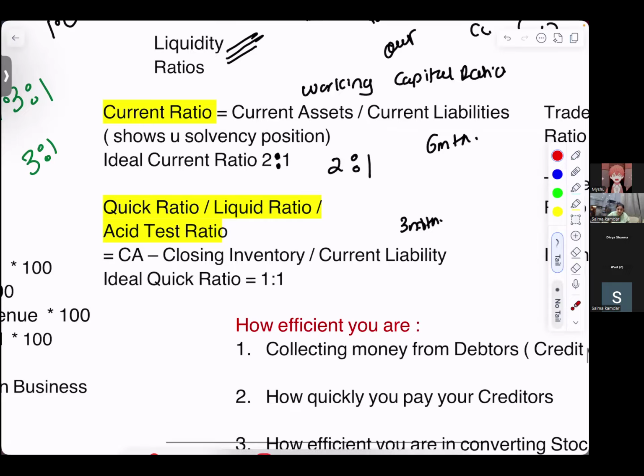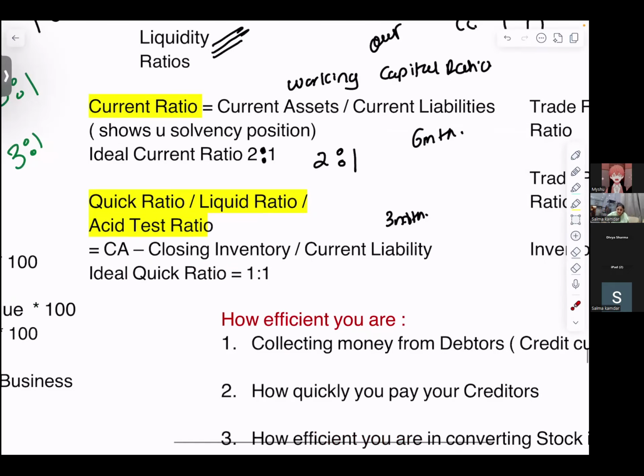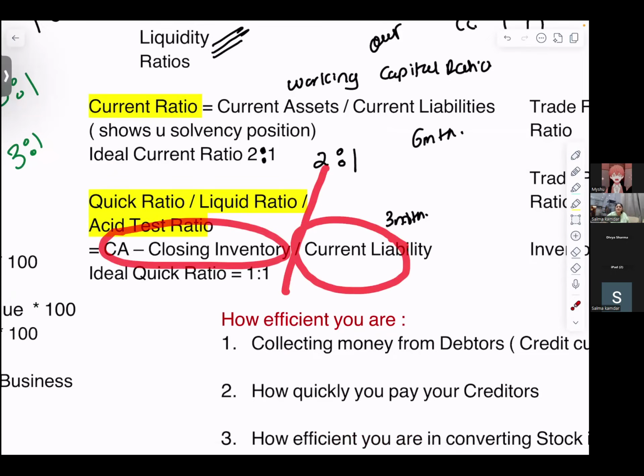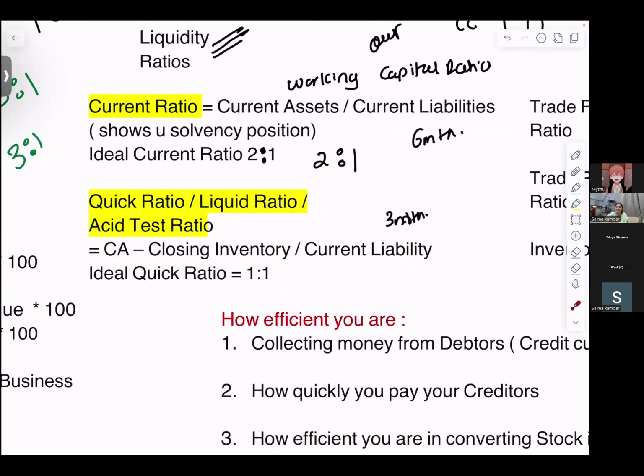From your current assets, you subtract your closing inventory. Be mindful, you have to take the proper closing inventory and subtract it. Current assets minus closing inventory divided by current liabilities. This is going to give you your quick ratio, liquid ratio, acid test ratio. Your ideal quick ratio is 1 is to 1.